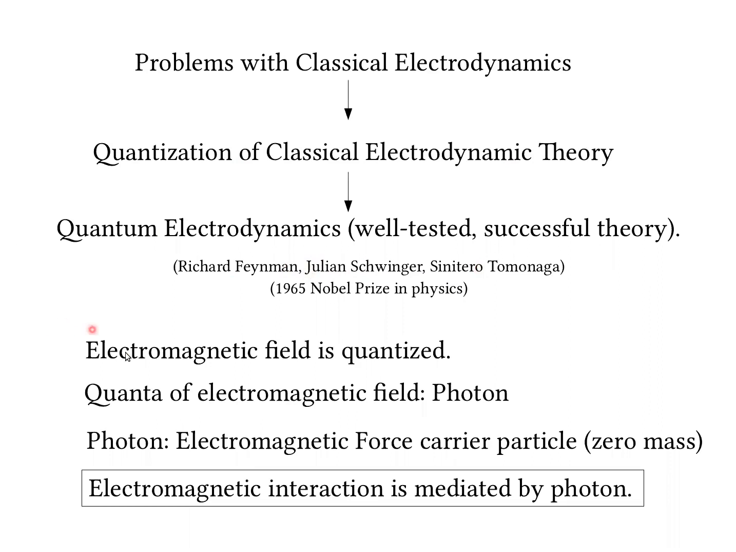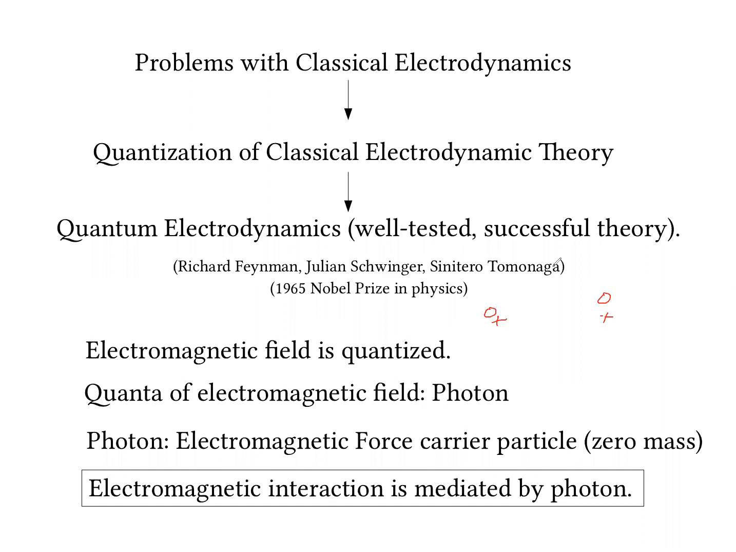Okay, so basically the electromagnetic field is quantized by using quantum mechanics. The quanta of the electromagnetic field, that is the smallest packet of energy, is the photon. So the photon is the force carrier of the electromagnetic force. If we have charged particles, they will interact via the exchange of the photon. A photon goes from one particle and is absorbed by another particle, and so on.